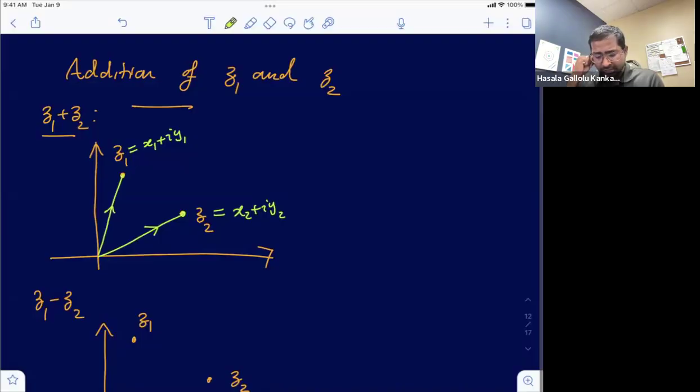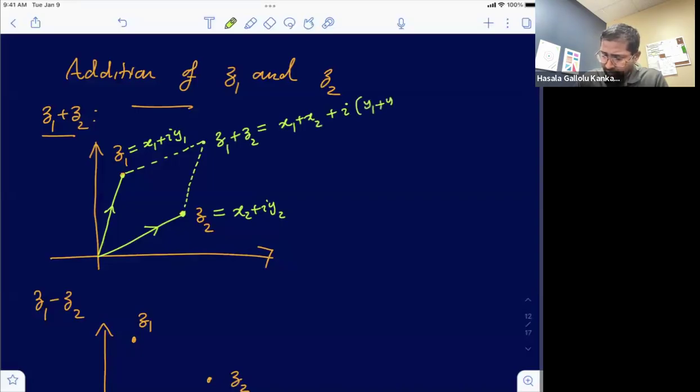So now in the next step, if we try to come up with the summation of these two complex numbers, it's a very simple geometric fact. What you're going to get is the addition of the x coordinates and the y coordinates. In other words, the addition of the real parts and the imaginary components. So that will result in z1 plus z2, which is none other than x1 plus x2 plus i times y1 plus y2.